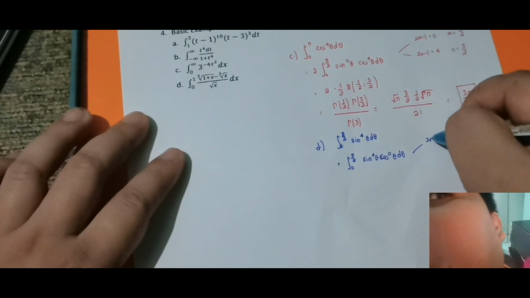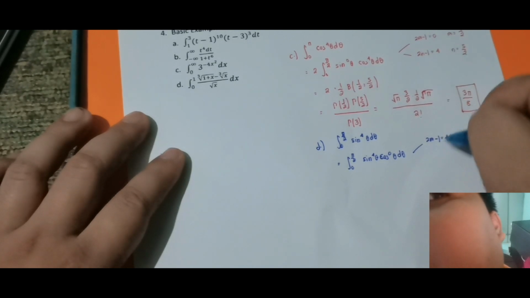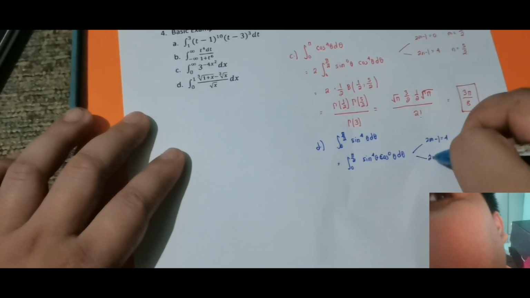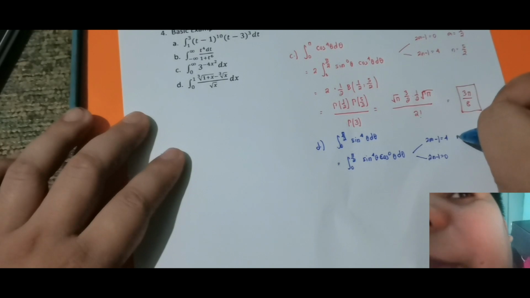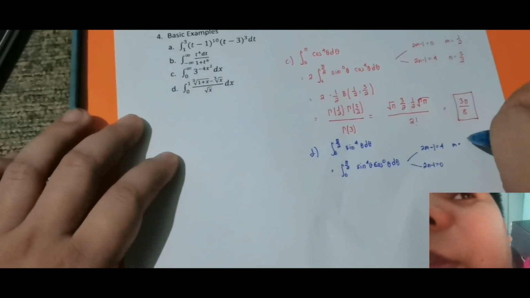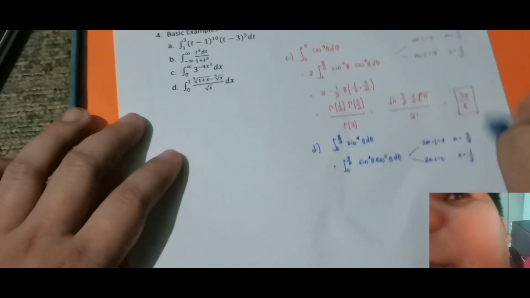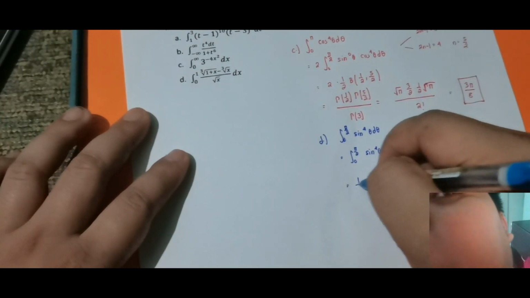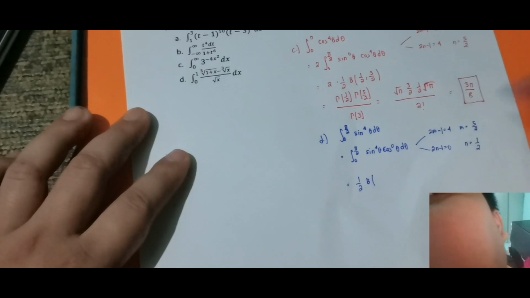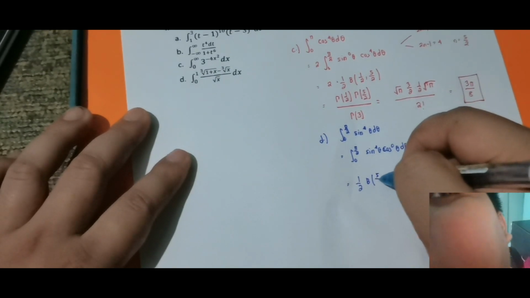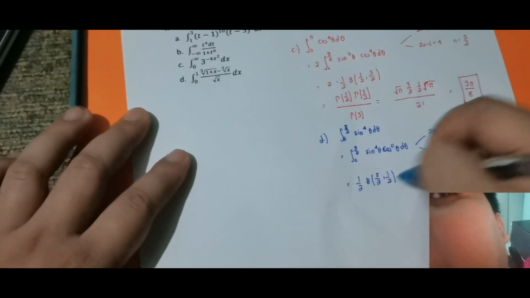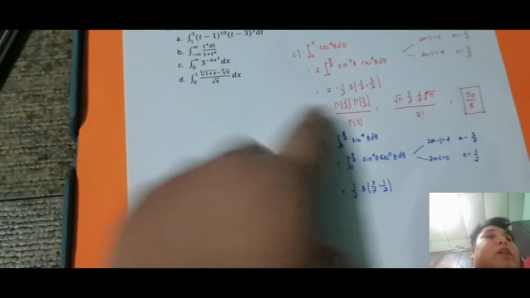So alam natin na yung 2m minus 1 is equal to 4, then yung 2n minus 1 is equal to 0. So m is equal to 5 over 2, n is just equal sa 1 half. So therefore this is just equal sa 1 half ng beta ng 5 over 2, 1 half. Nasolve na natin kanina yun, yung part na yun.